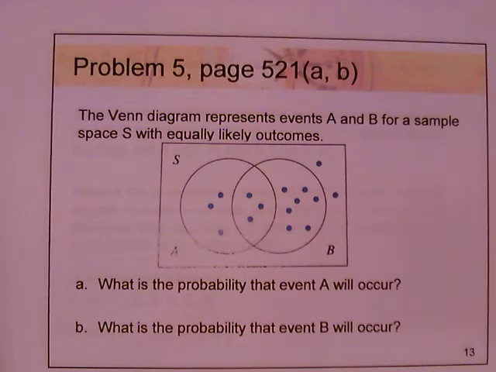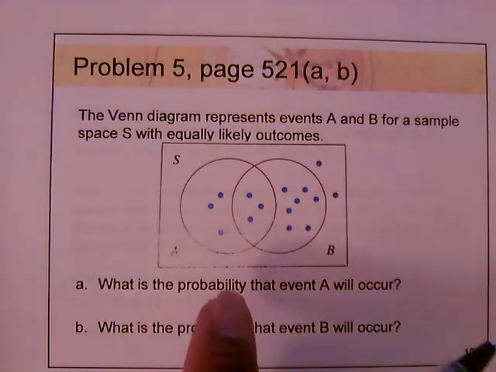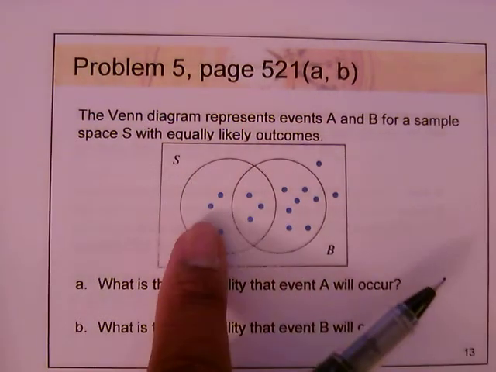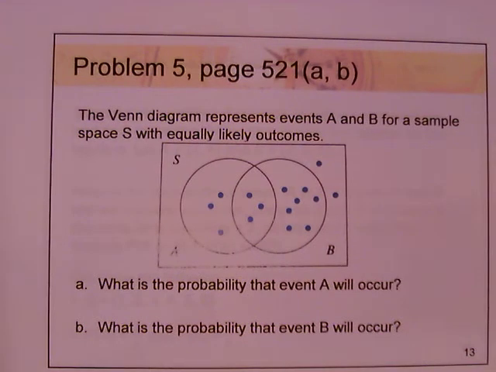Take a look at problem number 5, also on page 521. We're just going to focus on parts A and B for now. The others we'll look at throughout this particular video as well. The Venn diagram represents events A and B for a sample space S with equally likely outcomes. And later on I'm going to explain what that phrase, equally likely outcomes, means. So this is what the sample space is, and here's set A and B. And then we want to answer these questions.